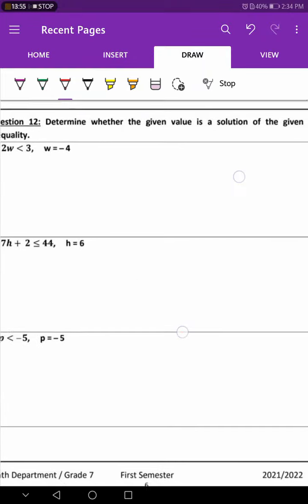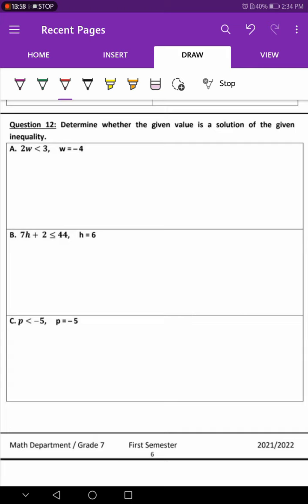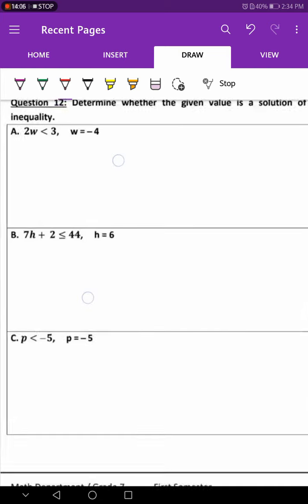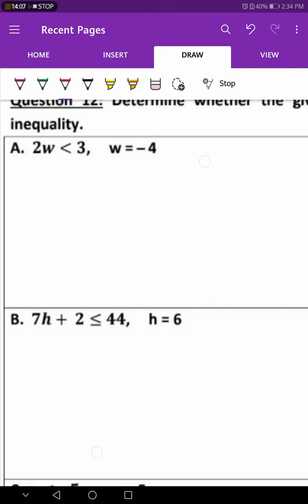Now number 12 here. Determine whether the given value is a solution or not, the solution of the given inequality. What do we mean by the solution? The number that makes the inequality correct. So he gives me the inequality here and gives me the value of the variable. The inequality is 2w less than 3, and the value of the variable, w, is equal to negative 4.